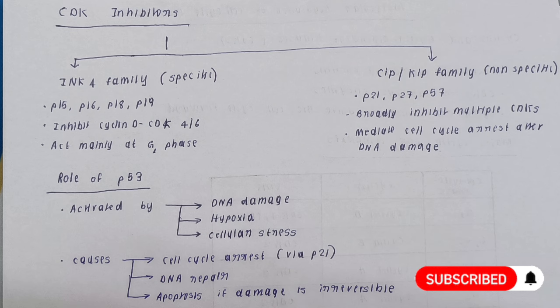So P15, P16, P18, P19 come under specific, and they inhibit the cyclin D that we discussed, that is specific cyclins, and they act mainly at the G1 phase, whereas non-specific inhibitors broadly inhibit multiple CDKs and mediate cell cycle arrest after DNA damage.